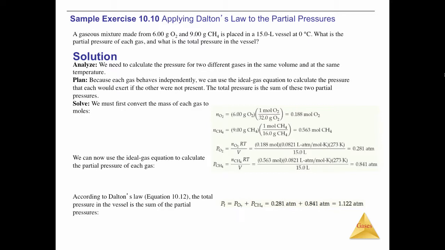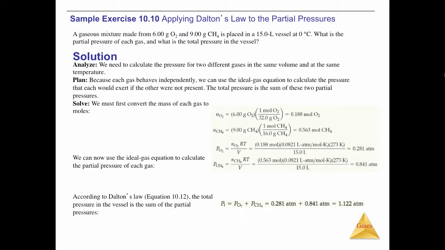First, we must convert the mass of each gas to moles. So we've taken the mass of oxygen and multiplied by a conversion factor to convert grams to moles. We get 0.188 moles of oxygen. And then we're converting 9 grams of methane to moles of methane, again, using the conversion factor to do that. We get 0.563 moles of methane. Once we have moles, we can plug the moles into the ideal gas law.